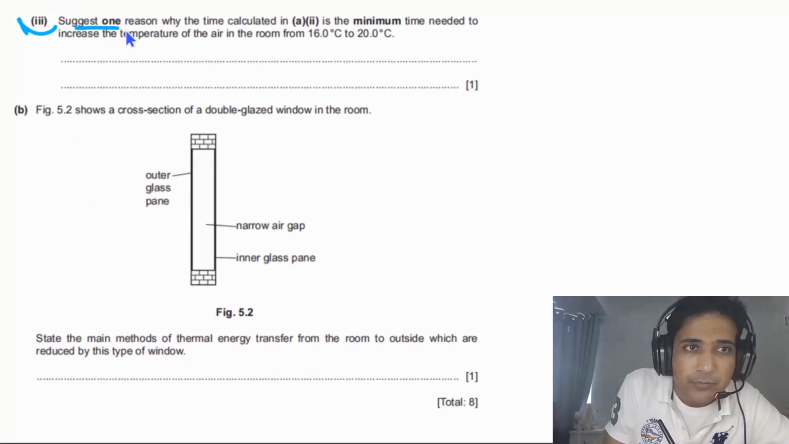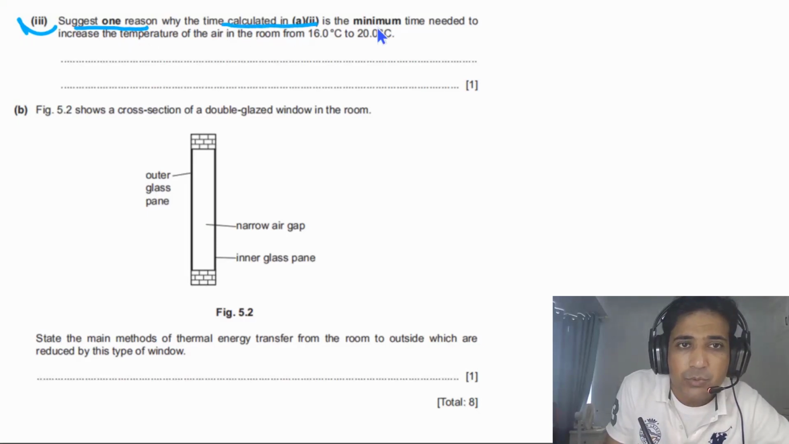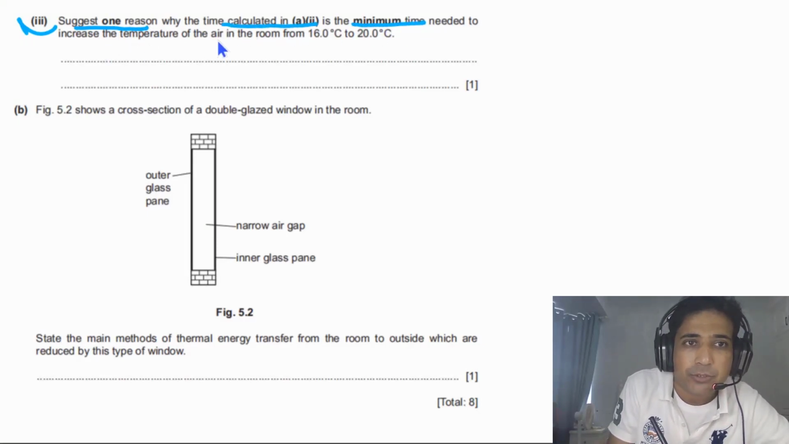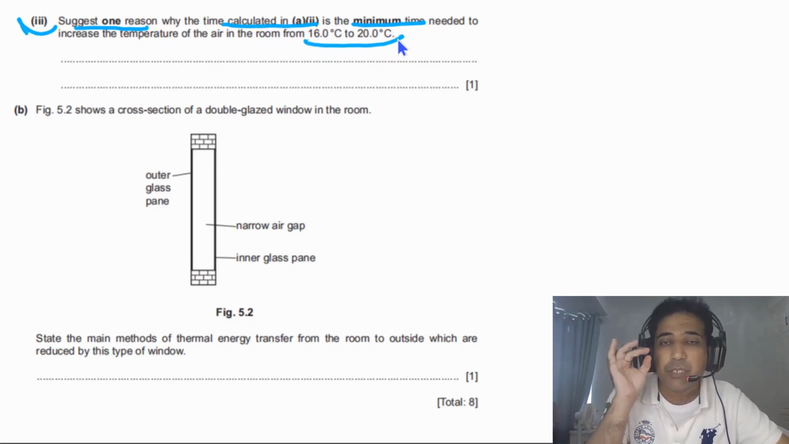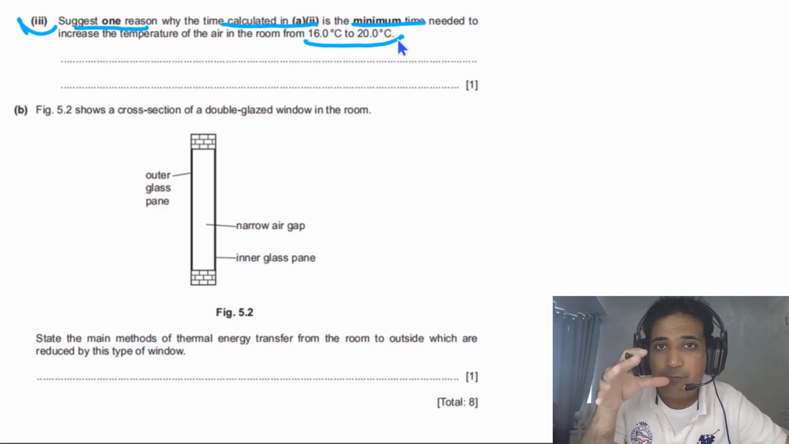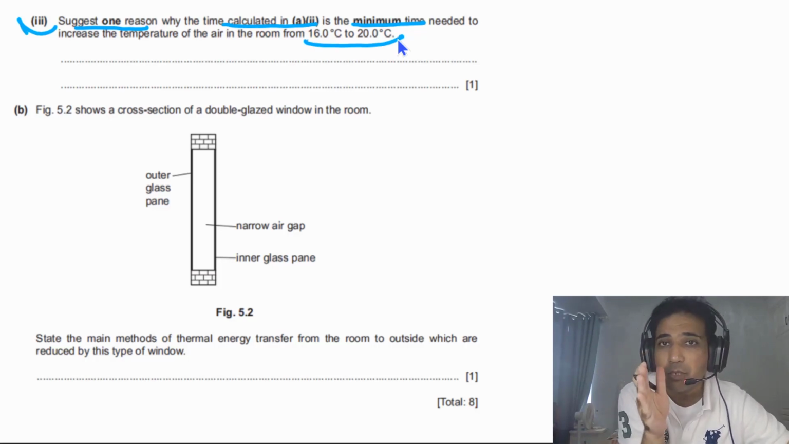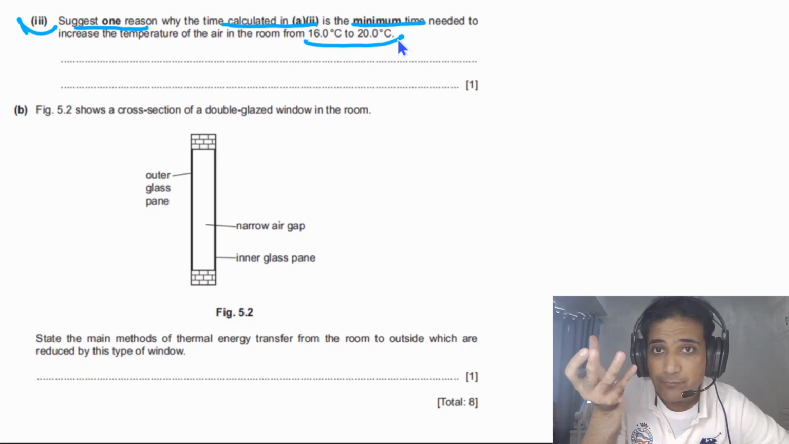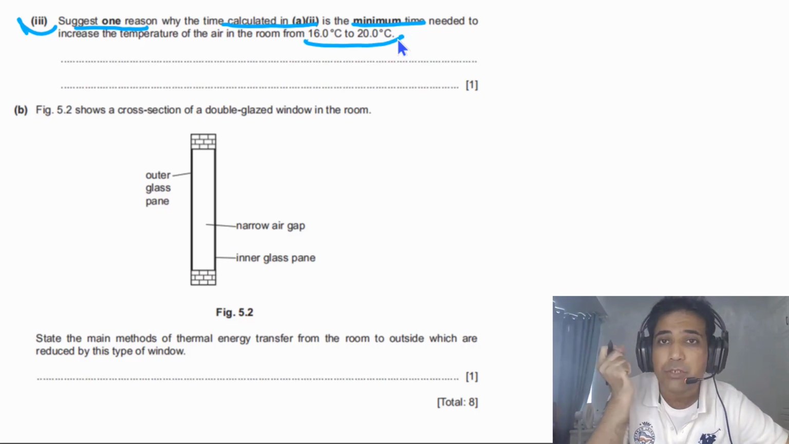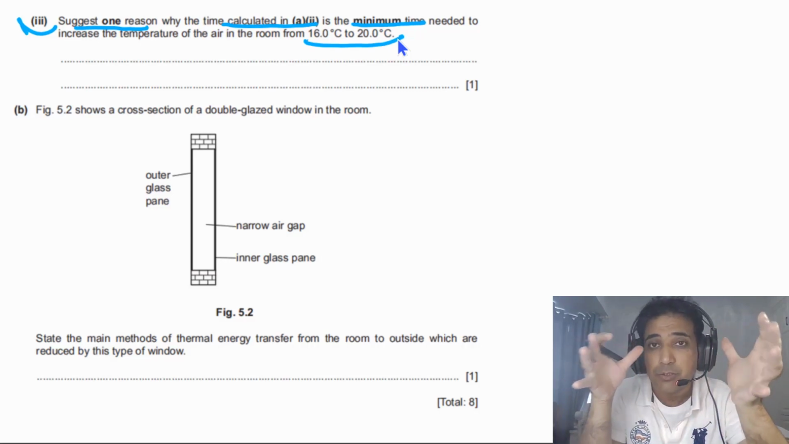Third part says, suggest one reason why the time calculated in A2 is the minimum time needed to increase the temperature of the air in the room from 16 degrees Celsius to 20 degrees Celsius. Minimum time, because in this case we haven't considered thermal energy loss, or thermal energy transfer to other objects in the room. For example, in the room we have furniture, some energy will be transferred to the furniture, some to the curtain, some to the walls. So energy supplied by the heater has been transferred to other objects in the room as well.